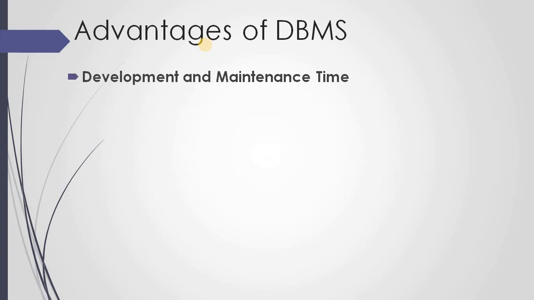The last advantage is development and maintenance time. Database management system helps to reduce the development and maintenance time. For example, if there is a feature for getting information of the user, then this feature can be used by different tables.